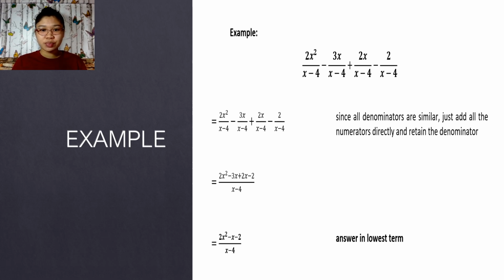So now we solve this problem. Since again we have similar denominators, we just copy the denominator x minus 4 and then proceed to the process of subtraction or addition. So we have 2x squared minus 3x plus 2x minus 2. So our answer here is 2x squared minus x minus 2 over x minus 4. I think there is no other factor for this final answer. So this is our lowest term and our answer for the addition and subtraction of rational expressions.